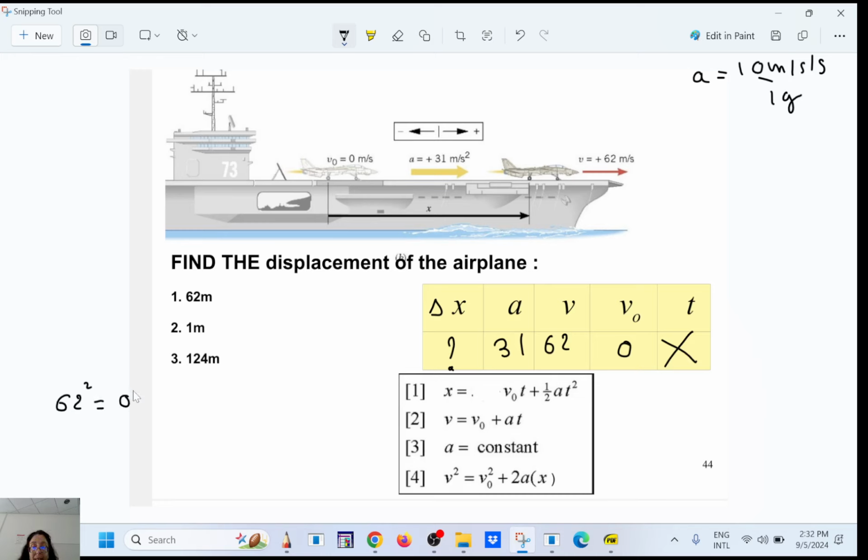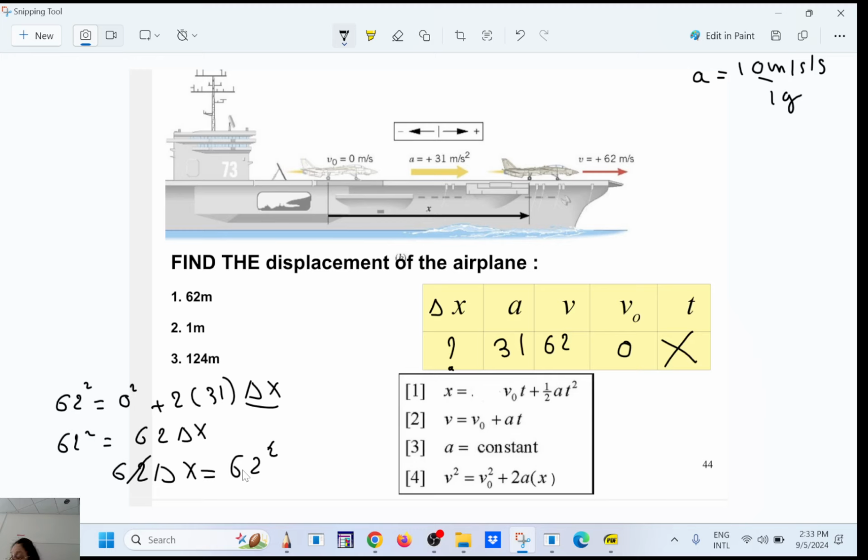So 0 squared plus 2 times 31 over delta x. And delta x is the unknown, so you are solving for delta x, okay? So do it. So 62 squared equals 2 times 31, which is 62, times delta x. If it's confusing, you can say 62 delta x equals 62 squared, and you divide both sides.